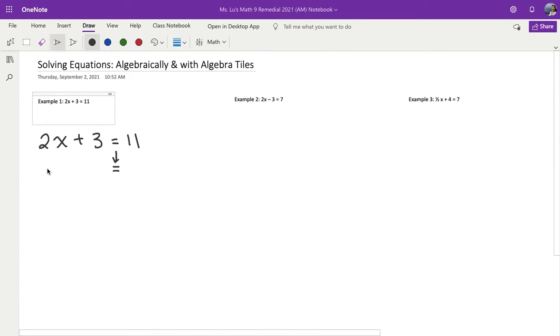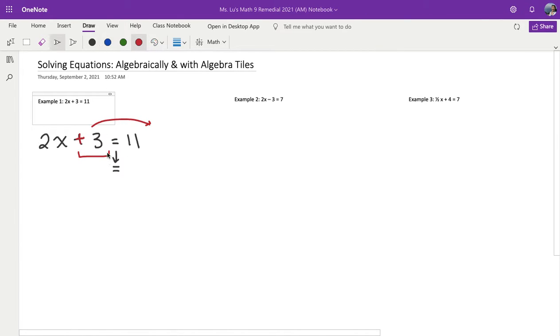So keep your 2x as is. Actually, you know what? I'm not going to write this right now. I'm going to focus on the constant here. Remember what a constant is. So you have a positive 3 here. Remember, the sign follows with the number, and then you have a positive 11. What to do at this step is simply take your positive 3 and move it over to the other side.